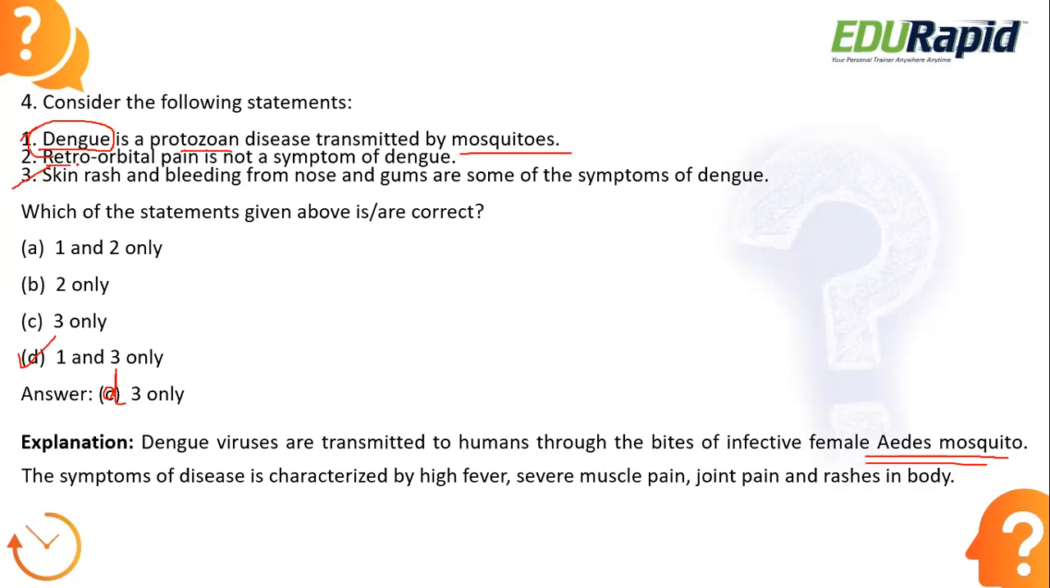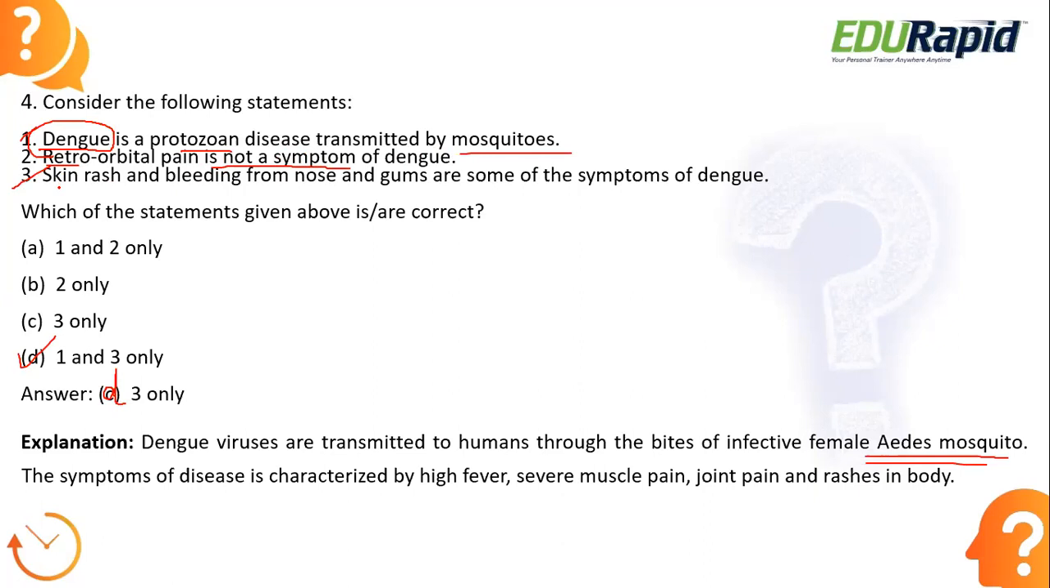So when we're looking at the second statement, retroorbital pain is not a symptom of dengue. Retroorbital is nothing but the pain at the back of the eyeball, there in the retina part. The pain will be in the eyes here. So that is one of the symptoms of dengue, right? By this, we can say that this is not the correct statement, because it is one of the symptoms of dengue.